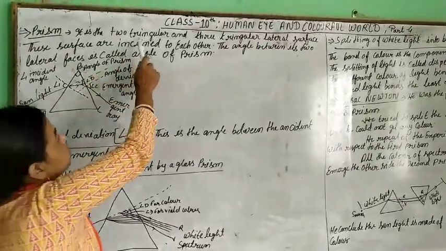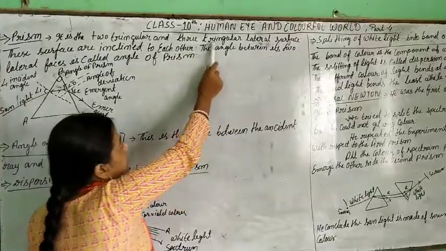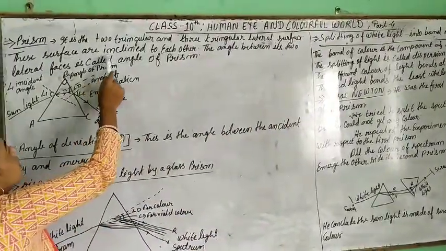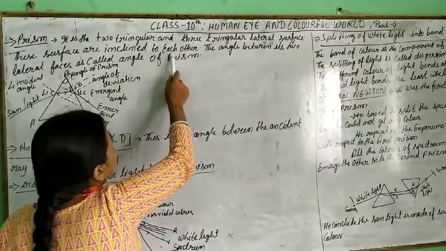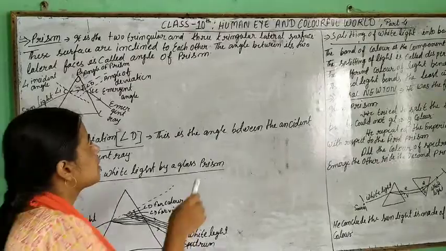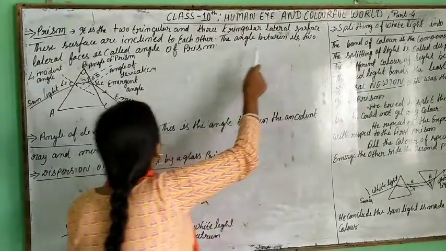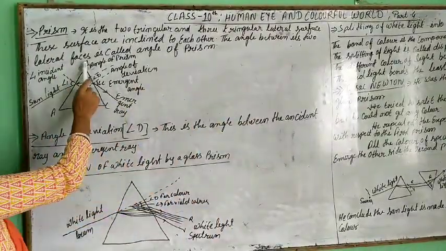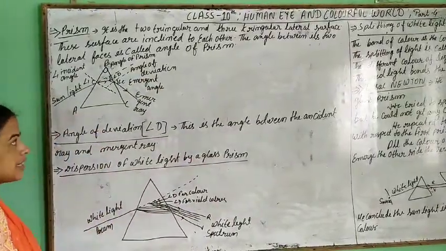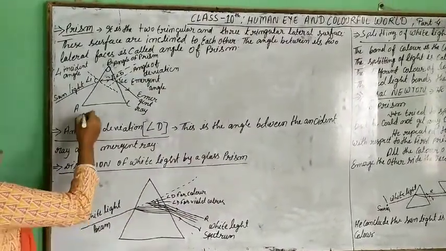It has 2 or 3 triangular lateral surfaces. These surfaces are inclined to each other. The angle between its 2 lateral faces is called the angle of prism. Let's see the structure of a prism.